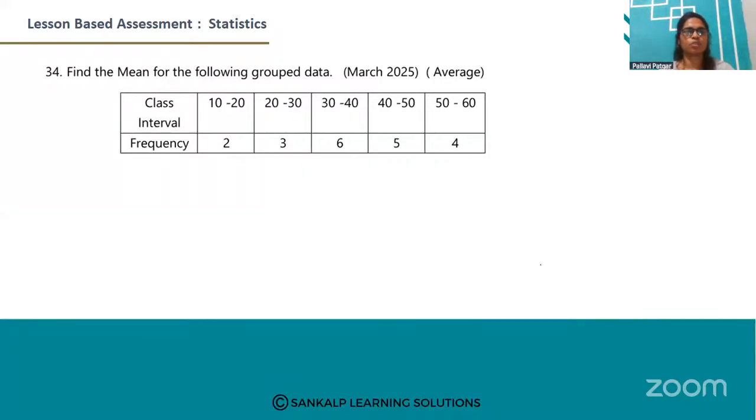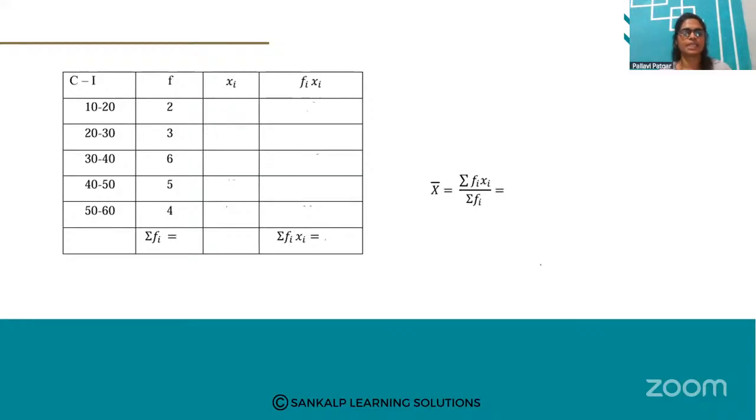Find the mean for the following grouped data. So here, first calculate the class mark for each class interval. The class mark is the midpoint of the class interval, calculated as upper limit plus lower limit divided by 2. So 10 plus 20 divided by 2 is 15. 20 plus 30 divided by 2 is 25. 30 plus 40 divided by 2 is 35. 40 plus 50 divided by 2 is 45. 50 plus 60 divided by 2 is 55.